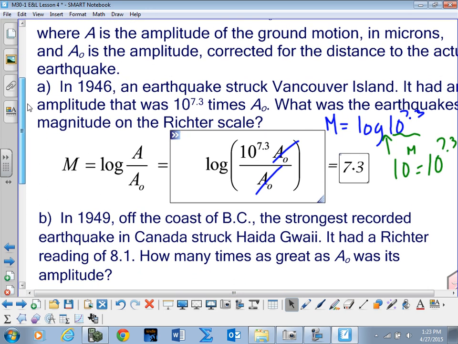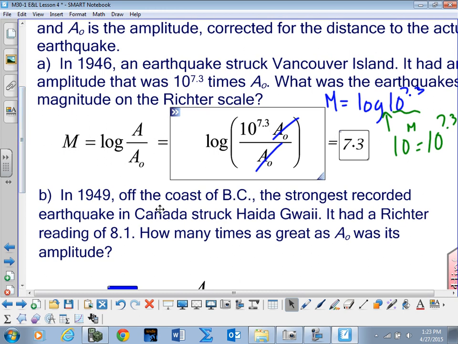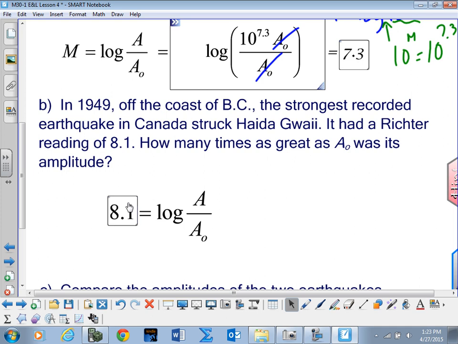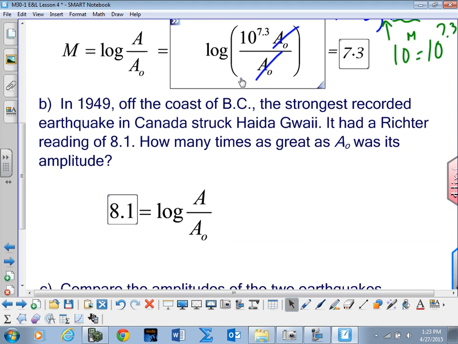All right, let's look at this example. In 1949, off the coast of BC, the strongest recorded earthquake had a Richter reading of 8.1. So we're going to put an 8.1 in for M. The question also asks how many times as great as A0 was its amplitude. So if we put an M value of 8.1 here, and it's asking how many times as great as this to this, then really we're asking a similar question to what we had up here. We can just cancel out the A0s. We're looking for this value here.